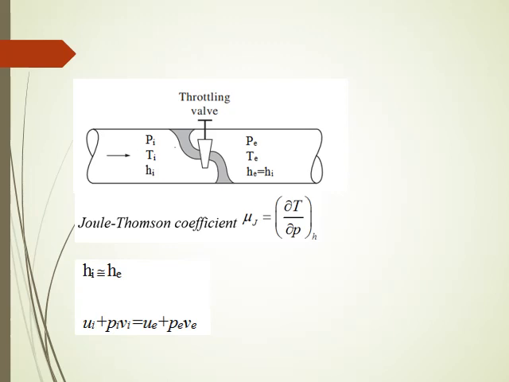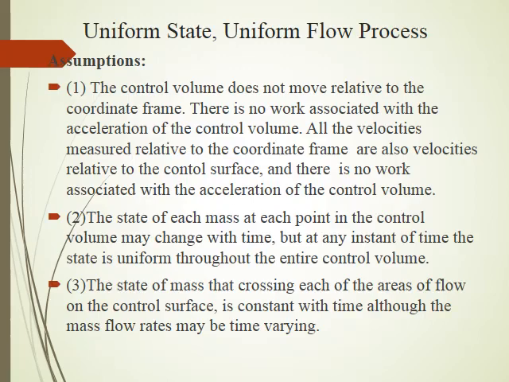But in the case of an ideal gas, because enthalpy is a function of temperature only, the temperature has to remain constant during a throttling process. More details and more analysis about the throttling process we will discuss in the chapter dealing with the property relations.